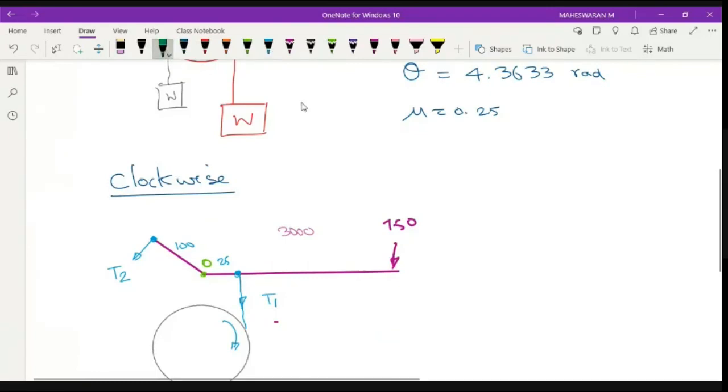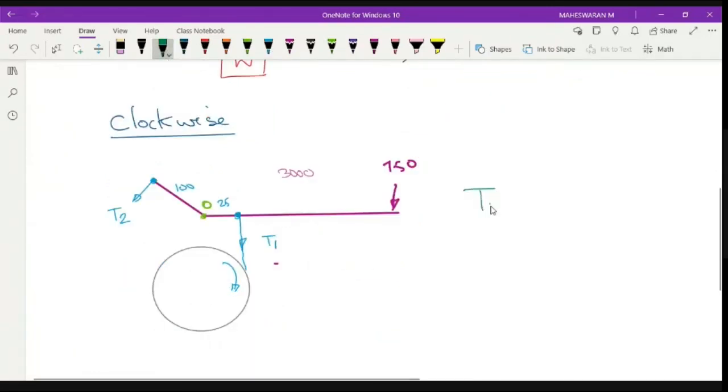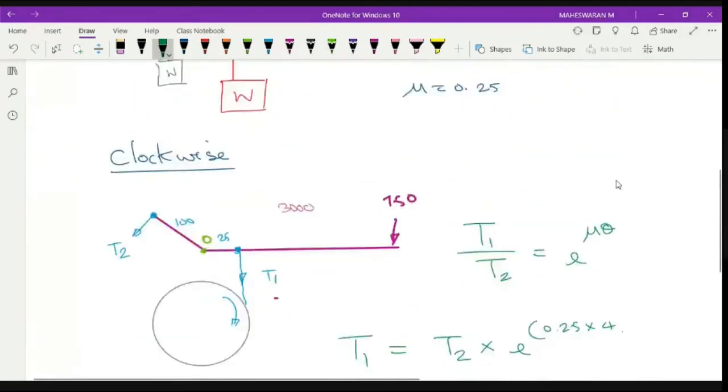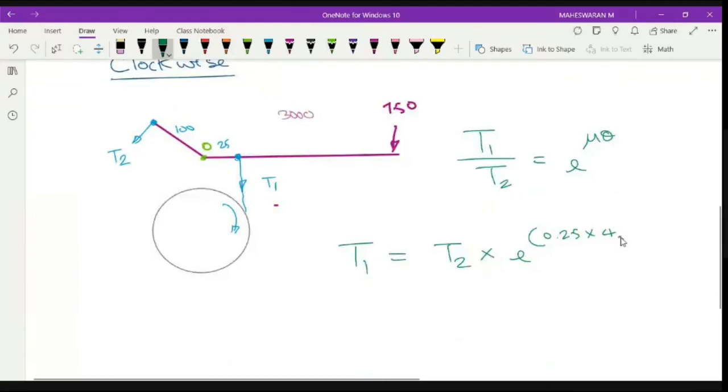Let me say that first, T1 by T2 is equal to e power mu theta. This is common. So what will I get? I will get T1 equal to T2 into e power 0.25 into 4.363. What is the value of this? 2.976 T2. Yeah, this is my first relation.